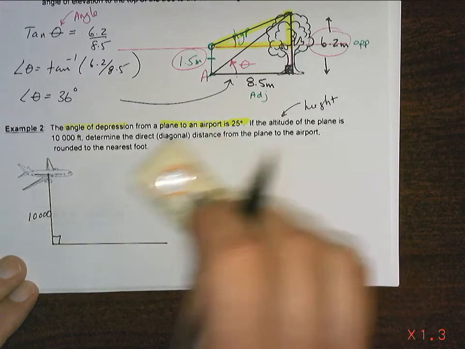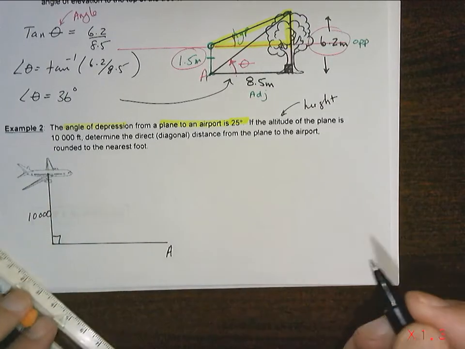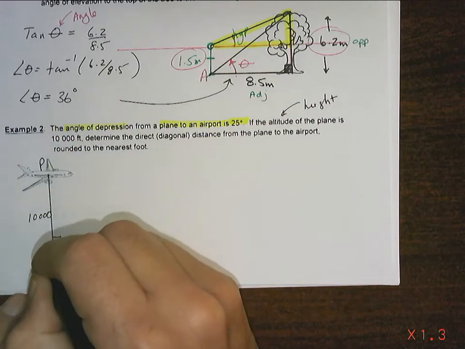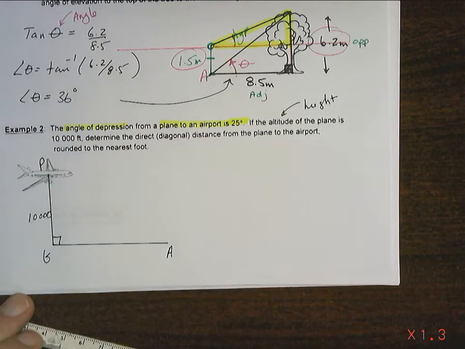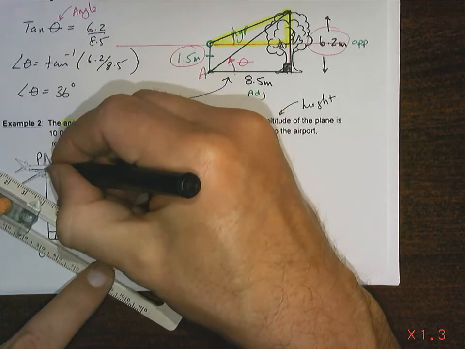Now I can put in this angle of depression to an airport. Let's put the airport over here. I'll use A for airport. I'll use P for plane. And I'll use G for ground. How's that work for everyone? Is that good? I'm going to create the triangle now.